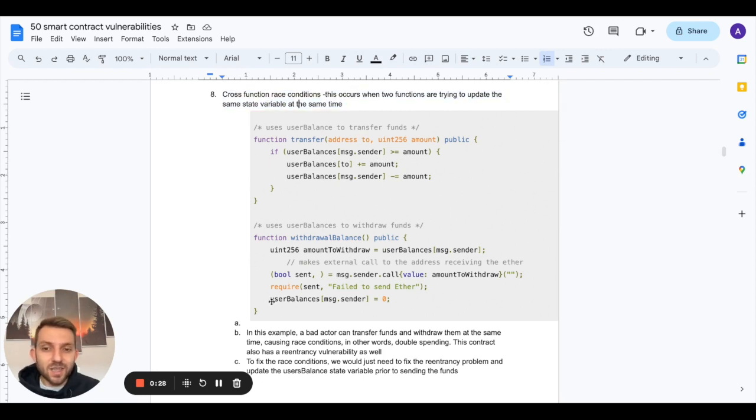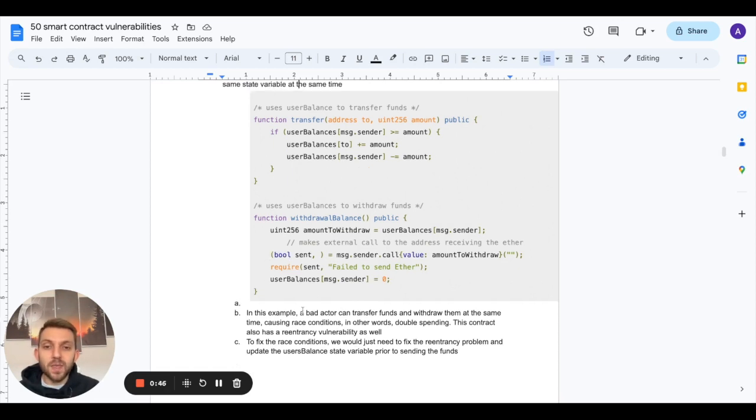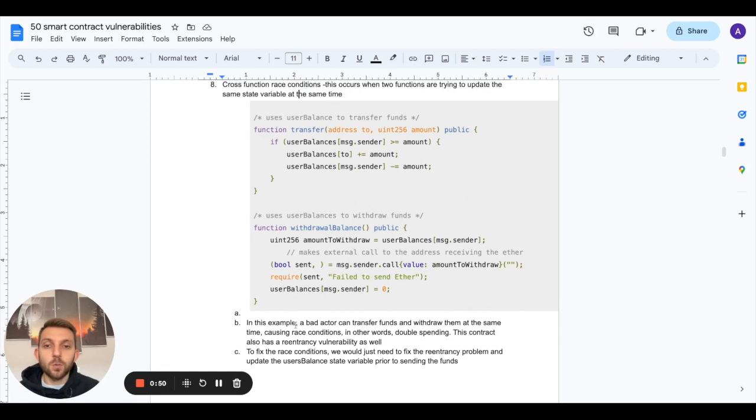There also is, in case you didn't notice, a reentrancy vulnerability down here, where it sets the user's balance of msg.sender to 0 after the function call has already been made. So with this example, a bad actor can actually transfer funds and withdraw at the same time, causing this race condition, essentially just causing a double spending.